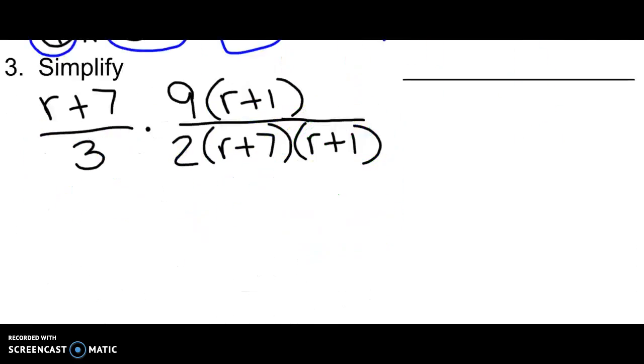All right, this one, do not go in FOIL, because you're going to make a big giant problem where you don't need to have a big giant problem, okay? The only thing I would recommend is maybe put parentheses around that r plus 7, just to remind myself that those two guys have to stay together when you go to cancel them out. Now, go find things on the top and on the bottom that can cancel out. I see an r plus 1 and another r plus 1 in the denominator, so I can cross those out.